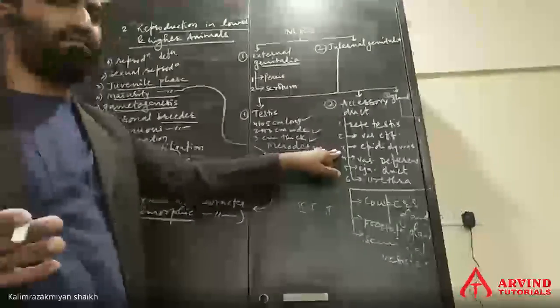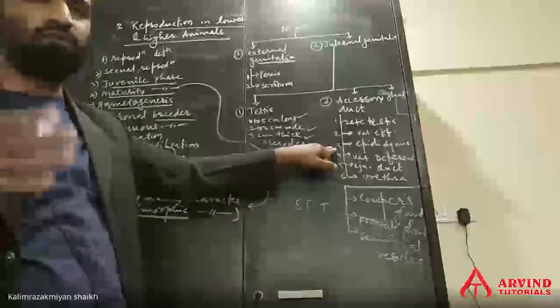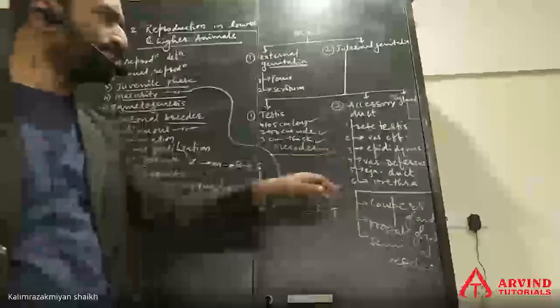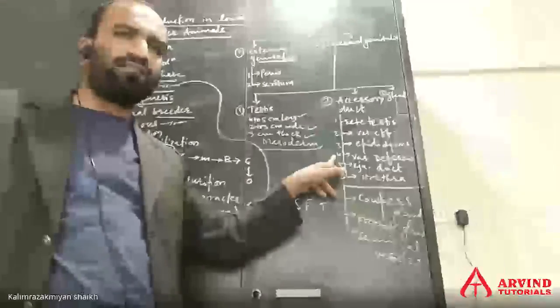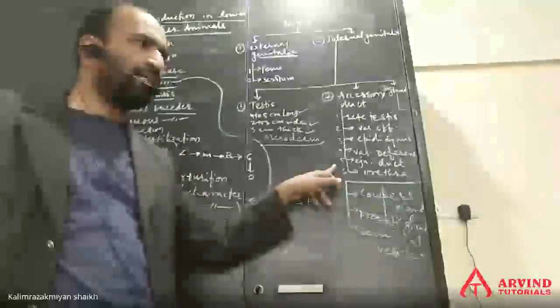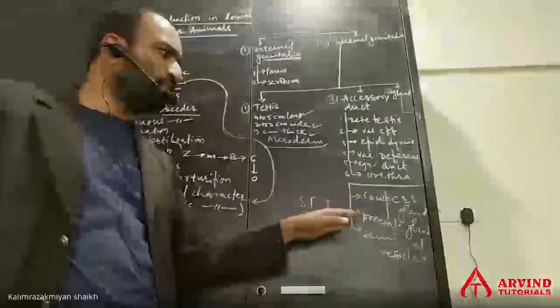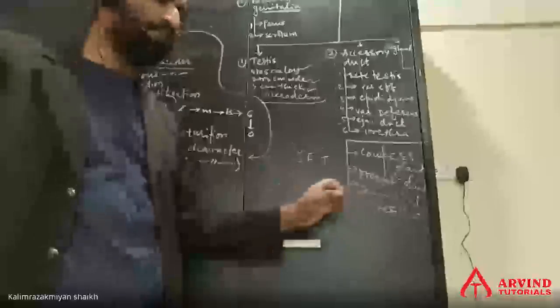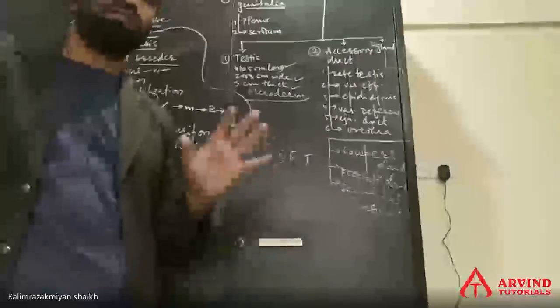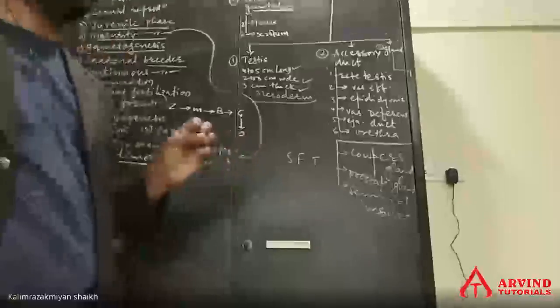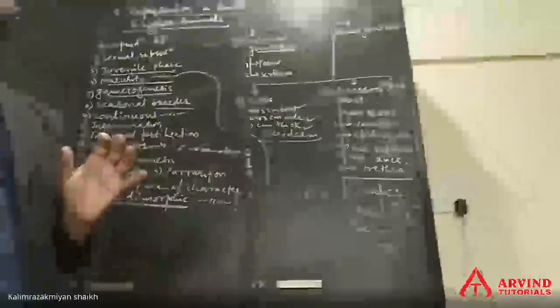It is again further divided into three parts: caput, corpus, cauda, that is head, body, tail. Next, vas deferens, ejaculatory duct, urethra, and glands, that is Cowper's gland, prostate gland, seminal vesicles. So these are the parts related to the accessory ducts and glands. We will see in detail with the help of a diagram.